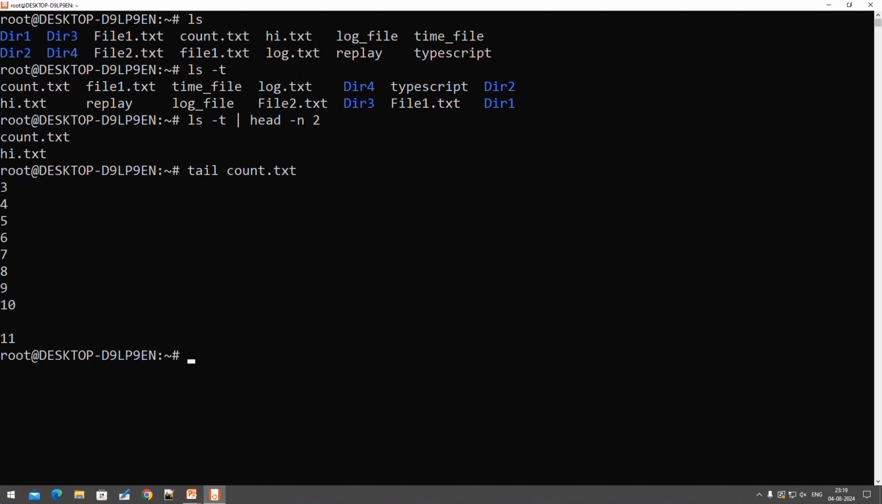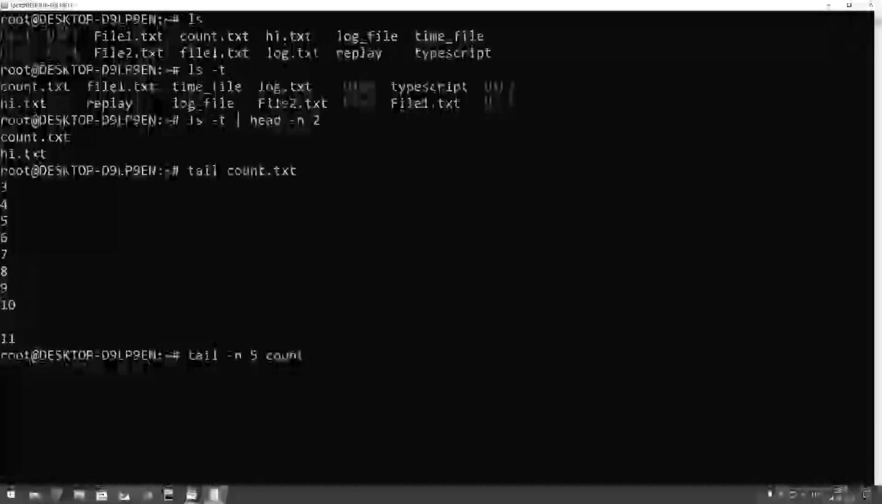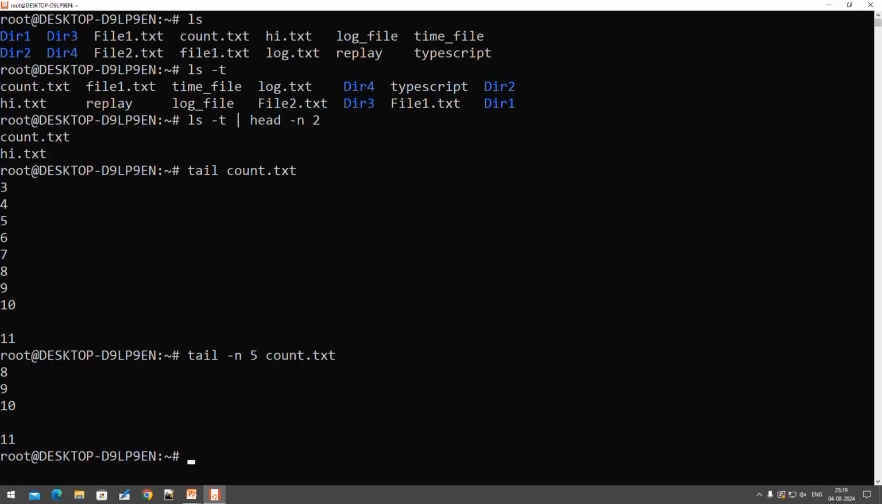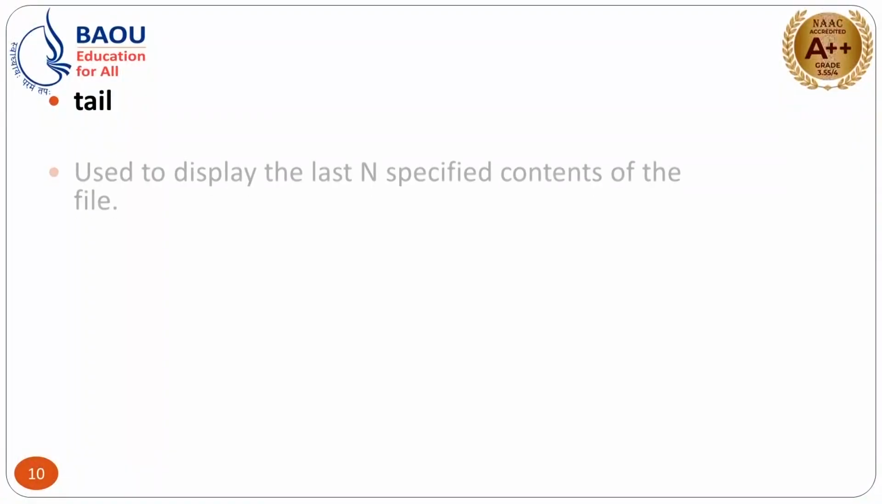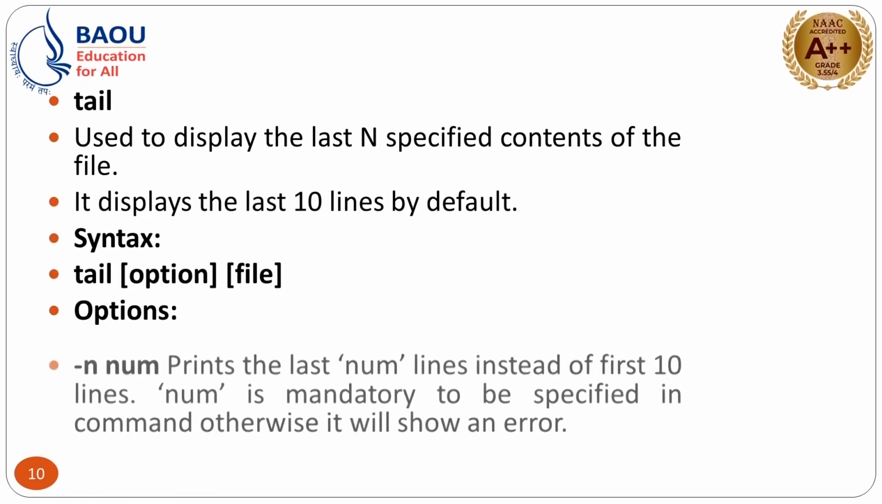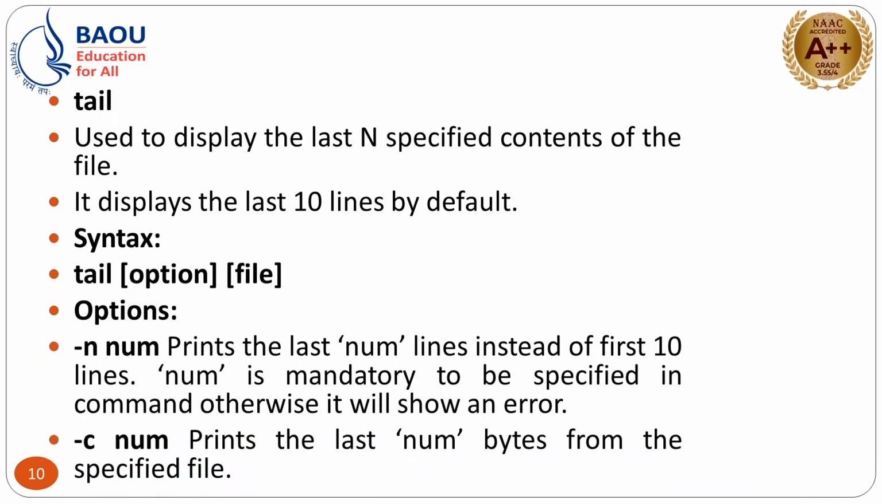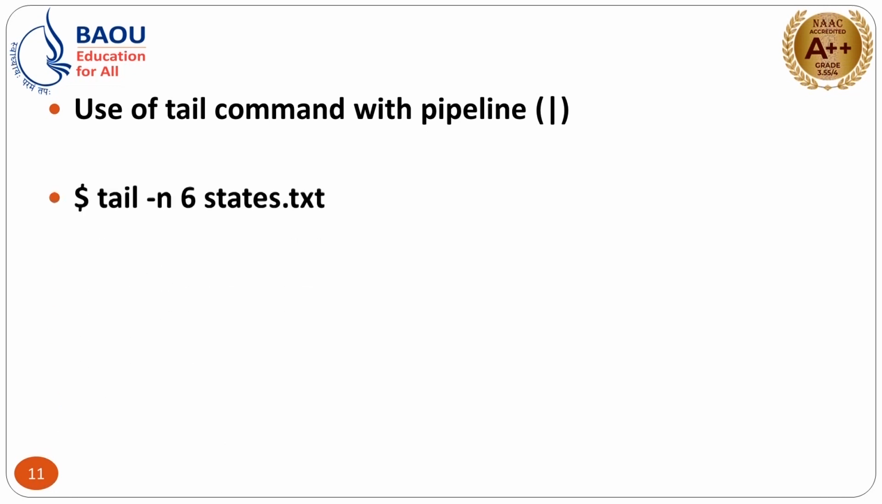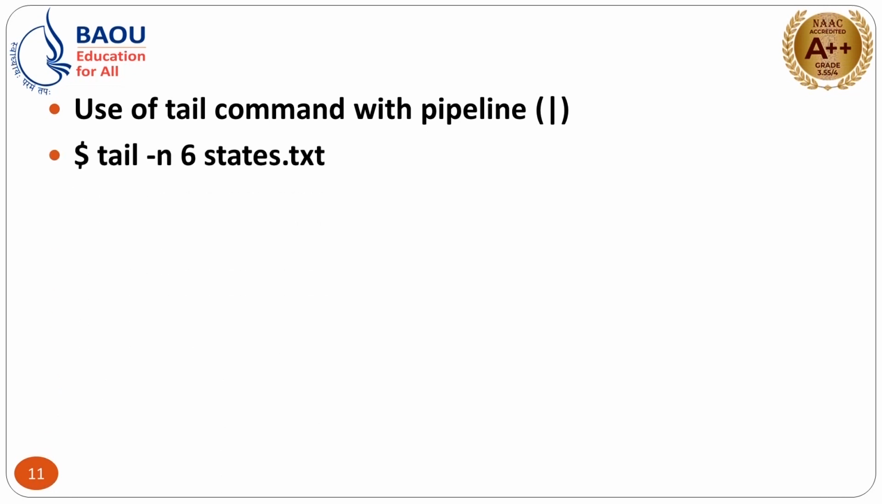But I don't want to display all the last 10 lines. I would just like to display only 5 lines. So I can write again in the same way, option n, then 5, and then the file name count.txt. So it will display the last 5 lines. Now, like the head command, tail can also be used with other commands. If you want to merge the tail command, you can merge it with a pipeline also. So here is an example, tail -n 6 states.txt. It will display the last 6 lines.